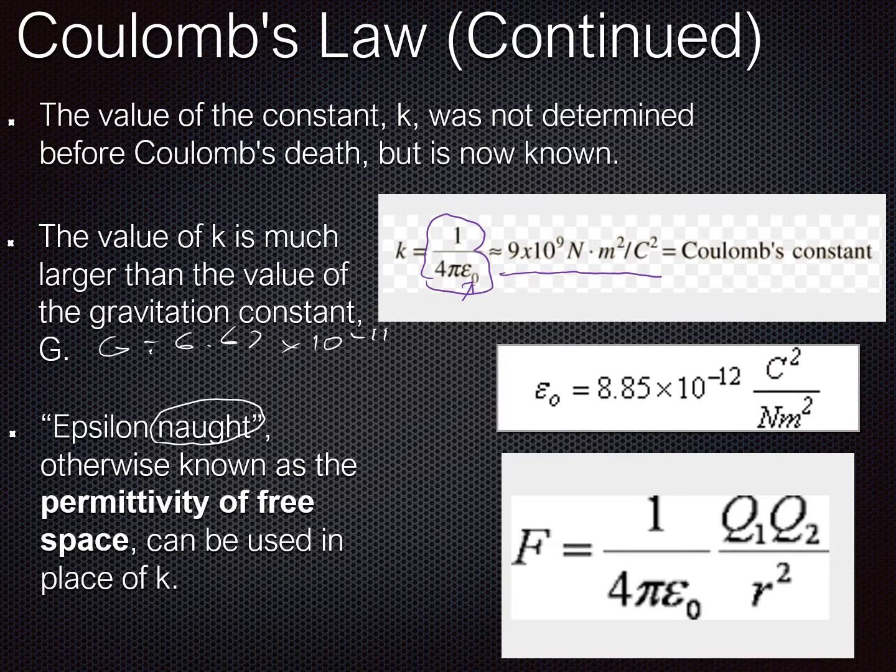And of course, here is Coulomb's law in terms of epsilon naught. So this whole thing right here is just Coulomb's constant K. So depending on how you want to do it, you can either use Coulomb's constant by itself, or you can do 1 over 4 pi epsilon naught.